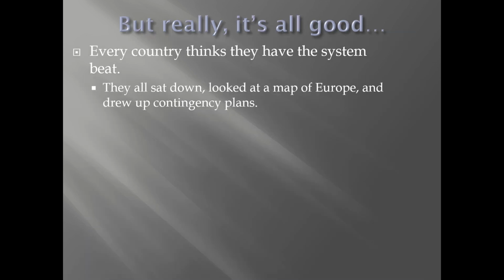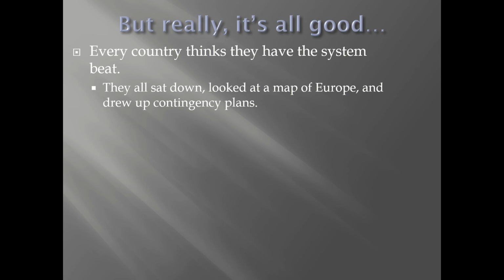But every country thinks it's going to be okay. Every country thinks they have the system beat. They all sat down, they looked at a map of Europe and what information they had, which, for the record, not all of these alliances are known by every other country, because some of them, for example, Italy, conduct a lot of their treaties in secret.